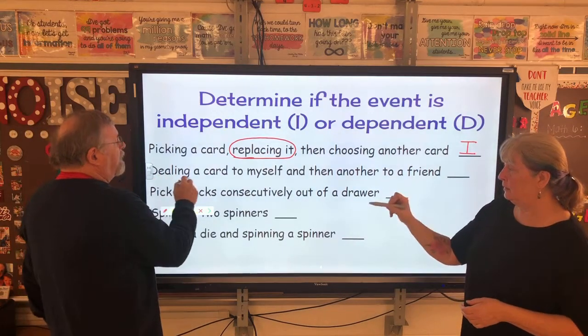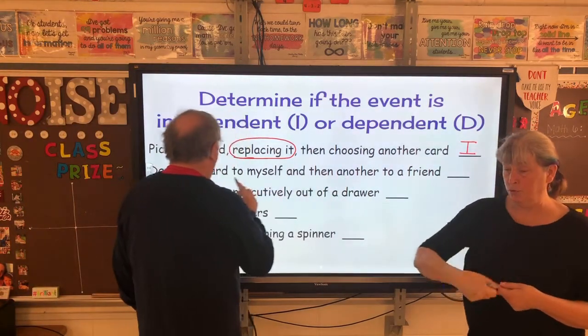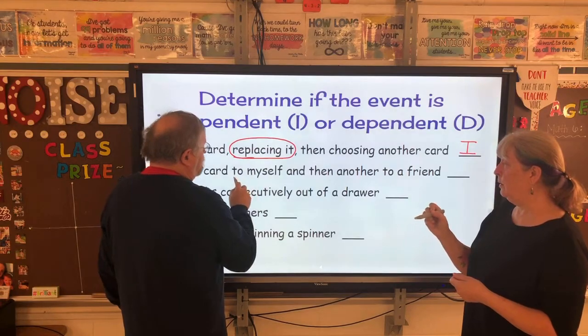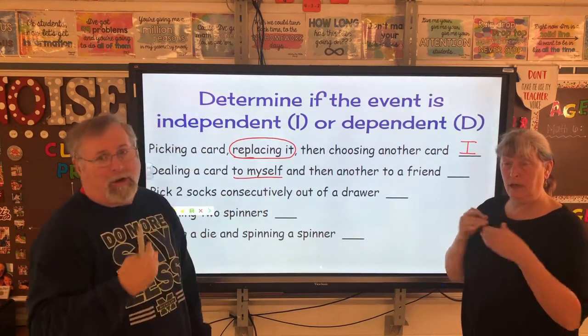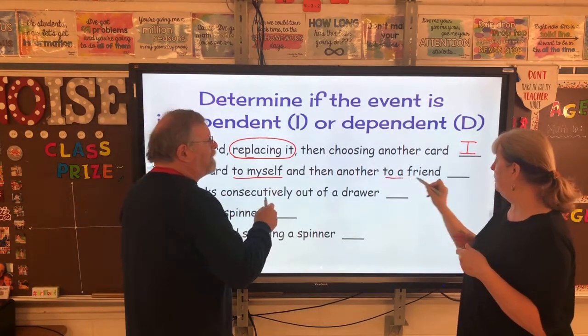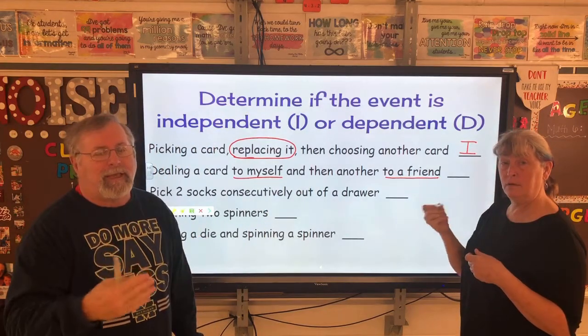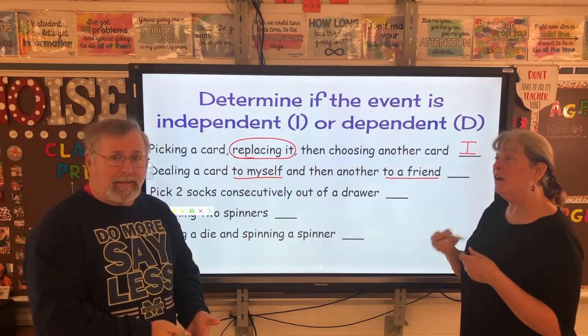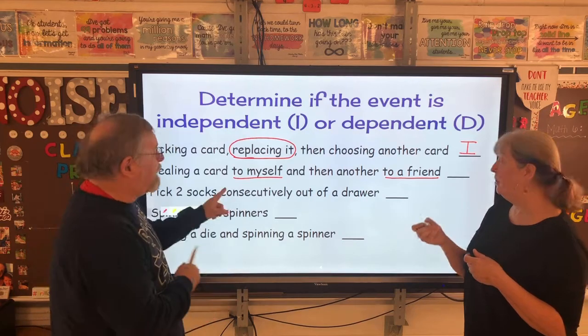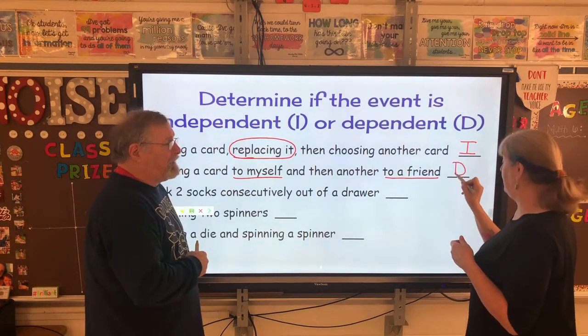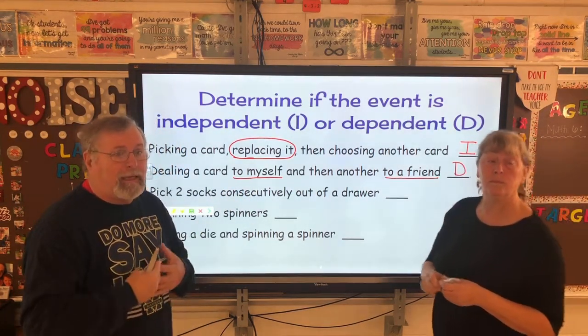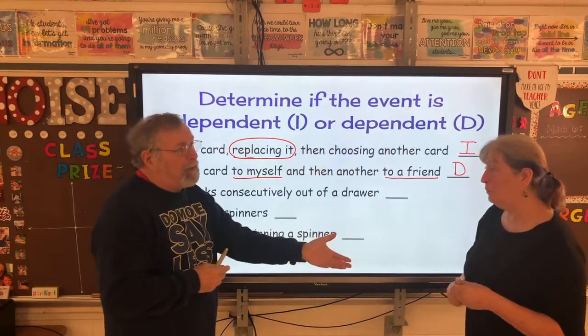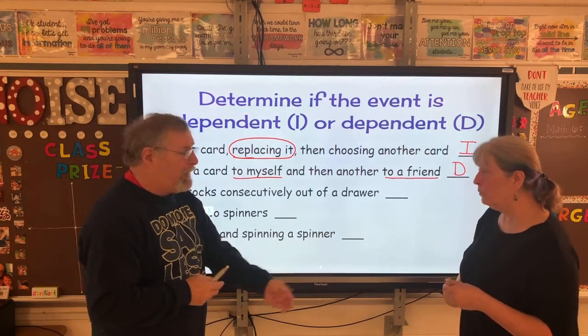Exactly. Dealing a card to myself and then to another friend. So to myself means I'm keeping that card, which means when I go to the friend, they don't have the same chances of getting that card because I kept one. That's dependent. Because the first thing we did, me keeping a card, affects what you might be able to get on the second try.